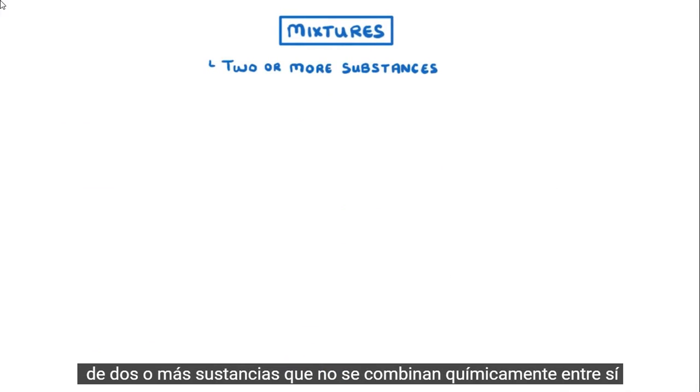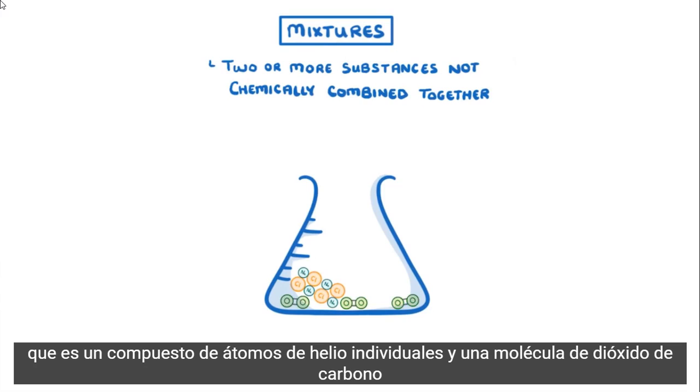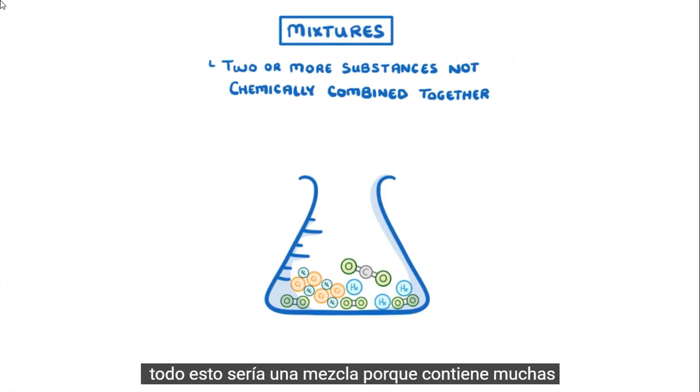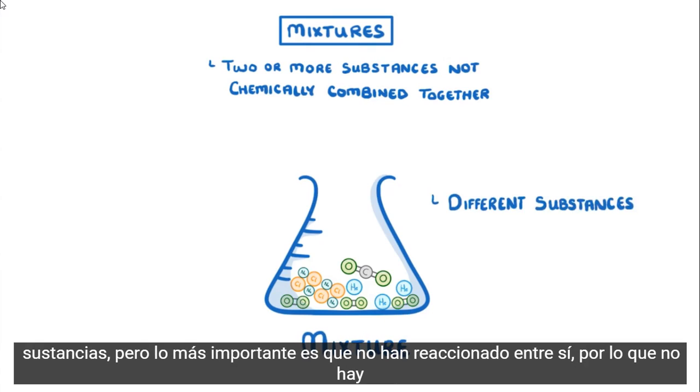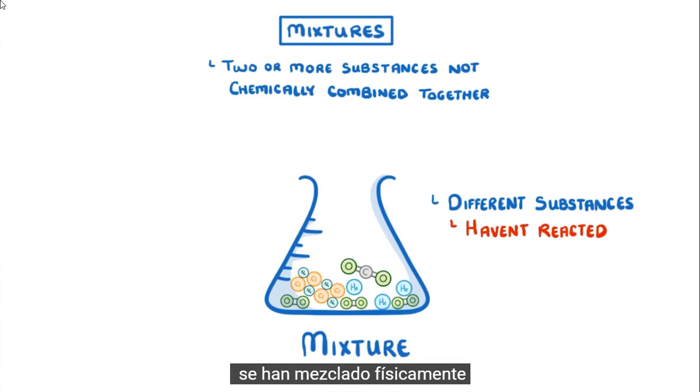Before we finish, I just wanted to quickly mention mixtures, which consist of two or more substances that are not chemically combined together. So if we took a beaker and we put in some oxygen molecules, some sodium chloride, which is a compound, some individual helium atoms, and a molecule of carbon dioxide, this entire thing would be a mixture, because it contains lots of different substances, but importantly, they haven't reacted with each other. So there's no chemical bonds between the individual substances. They've just been physically mixed together.